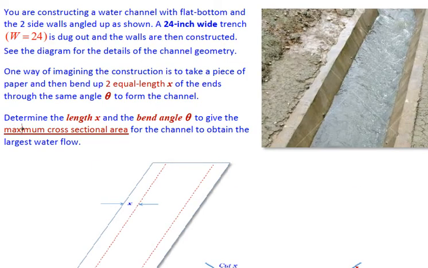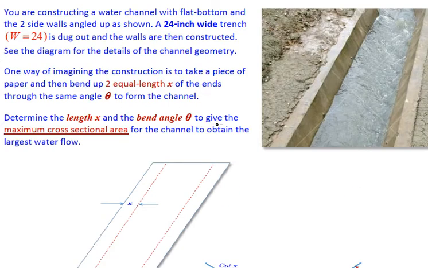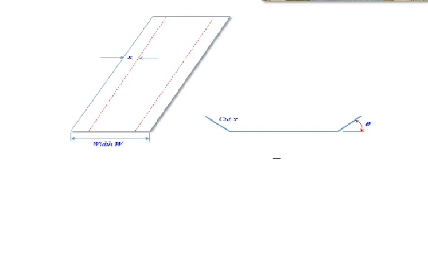So the question: determine the length S, that's this one, and the bend angle theta, that is this one, to give the maximum cross sectional area. So they want to find this one here. And this is how I will show you how to answer.